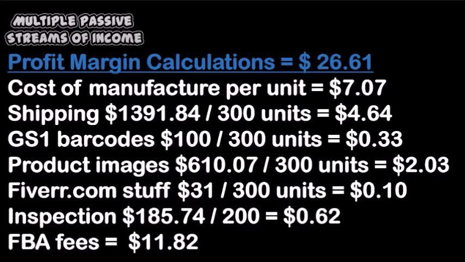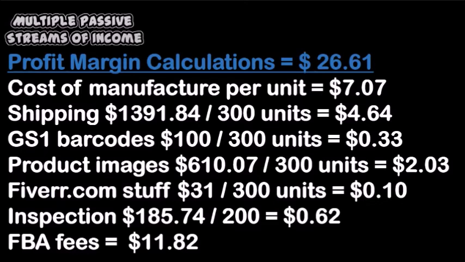The product photos cost $610.07. And also, that was a little higher because the images had to be done for all three colors. I also had some Fiverr stuff that I had to do that totaled $31, and the inspection was $185.74. Again, always do an inspection. Now, I'm not going to include costs like Jungle Scout and Helium 10, or the domain name that I purchased and the domain email that I'm going to use in the future. I'm not including those costs inside of this calculation.